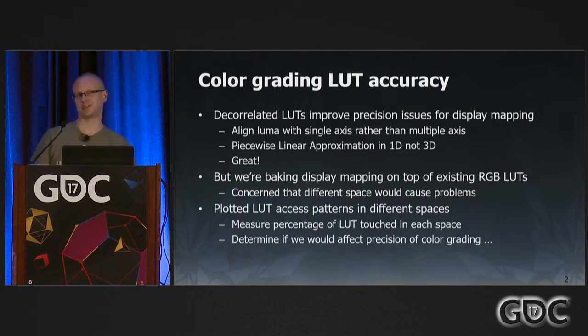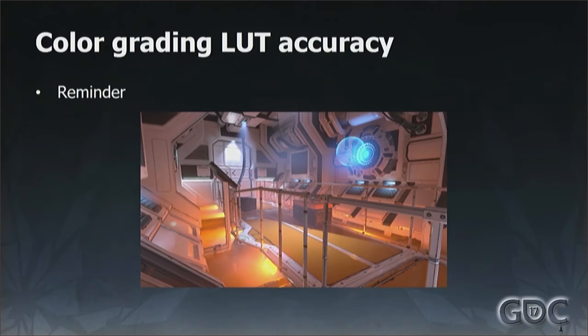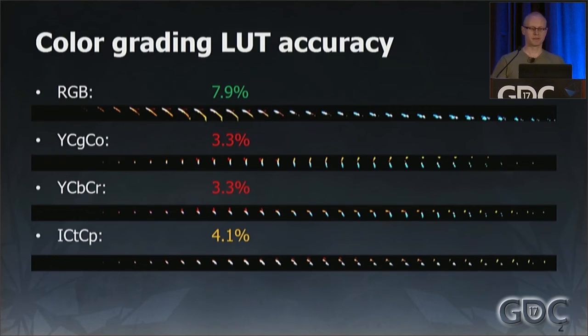But of course, we're baking this display map on top of existing grades. And some of these grades could be quite extreme. And we wondered whether this would cause any problems with that. So we then plotted the access patterns of various screenshots into the different spaces to see if it would cause any precision issues or quality reduction. Just a reminder, the numbers are going to be from this particular screenshot. These are lookup table coverage in each space from that particular screenshot.